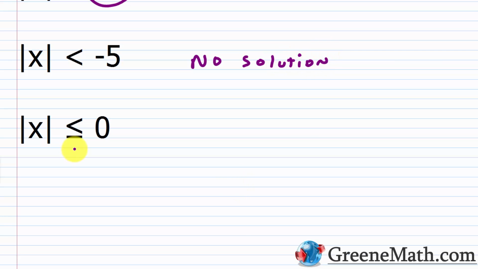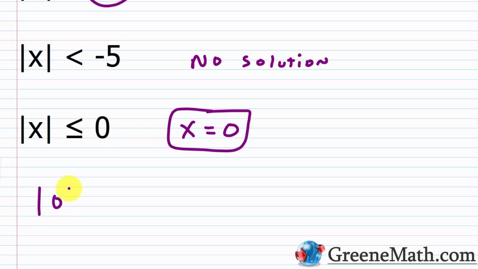Now, this one's a tricky one, okay? What if you saw the absolute value of x is less than or equal to 0? Well, we know that it can't be less than 0, but it can be equal to 0. So this one will have one solution. You basically need to set x equal to 0, and that's your solution. If x equals 0 here, that works, right? The absolute value of 0 is less than or equal to 0, right? 0 is less than or equal to 0. That is true, okay?